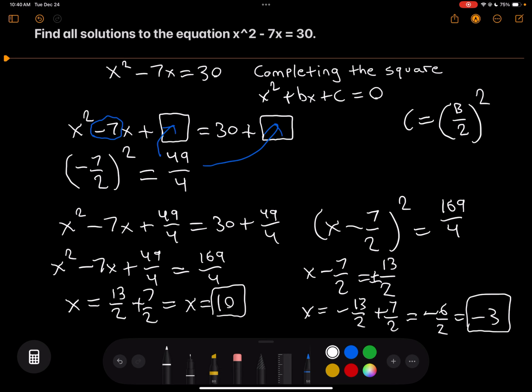Alright, that's pretty much it for solving this quadratic equation using the completing the square technique. This was from an AoPS Algebra 1 homework problem.